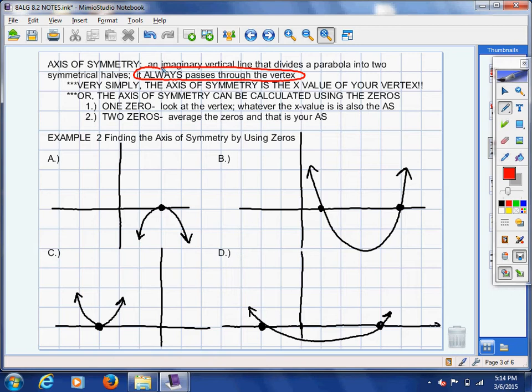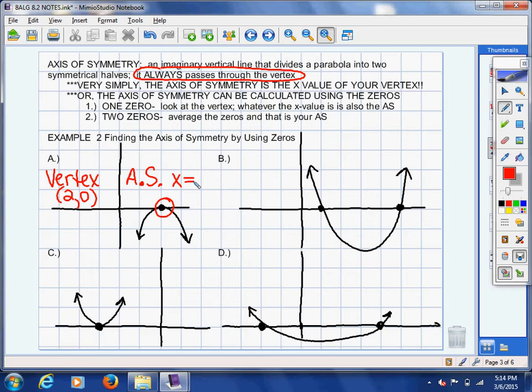So like in letter A, if it's really clear what your vertex is, you see it, it is positive 2. Vertex is 2, 0. Then you can use your vertex to identify the axis of symmetry. Now I don't write out those words, I just shorthand it to AS. AS is axis of symmetry. And since it's a vertical line, we're going to start it with x equals. All vertical lines have x equals. There's no y because vertical lines never cross the y. Hopefully you remember that from linear equations.